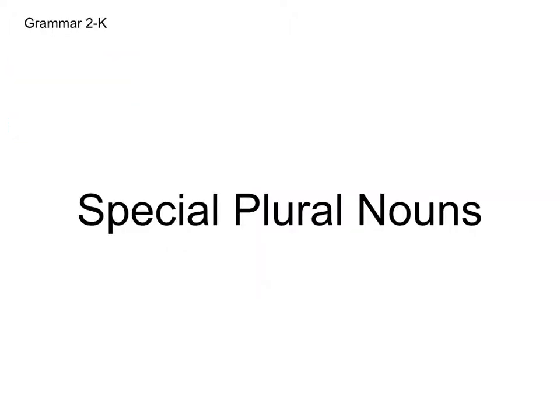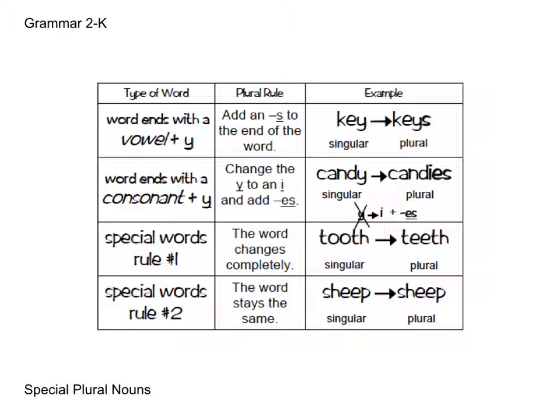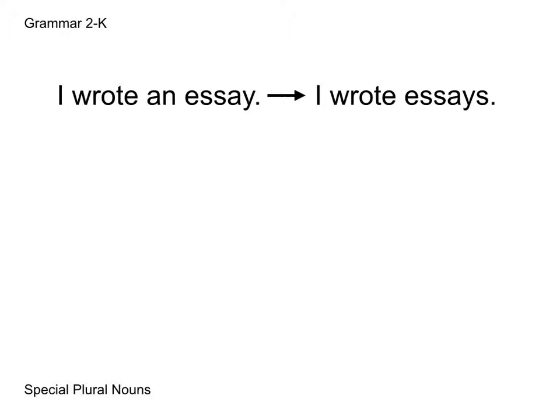Next, we're going to go into special plural nouns. We have quite a few rules that we're going to go through, so we're going to go through each rule and then give an example. So this first one is with a type of word that ends with a vowel and a Y. So with these types of words, we're going to add an S to the end of the word. So our example here is key would become keys. And let's look at it in a sentence. We have I wrote an essay would become I wrote essays. And that S is added to the end of essay to pluralize it.